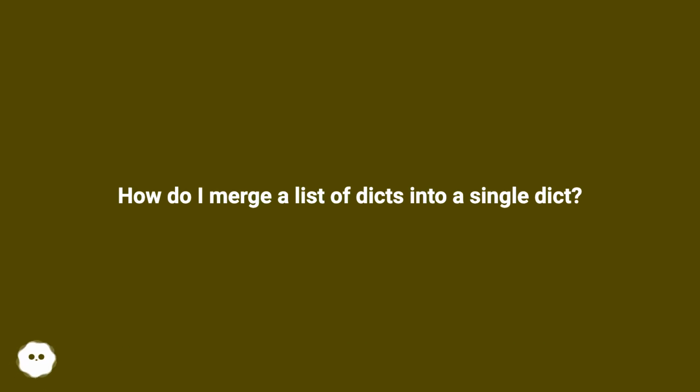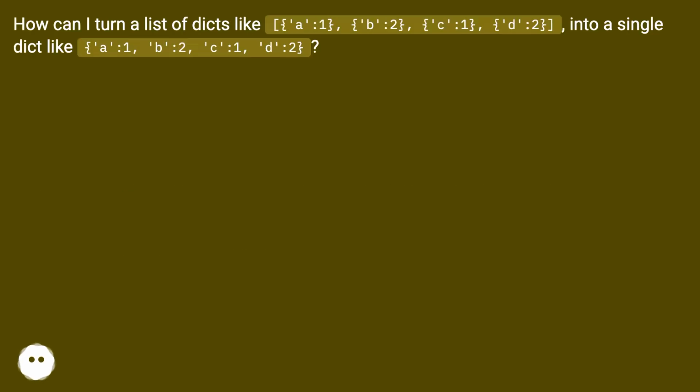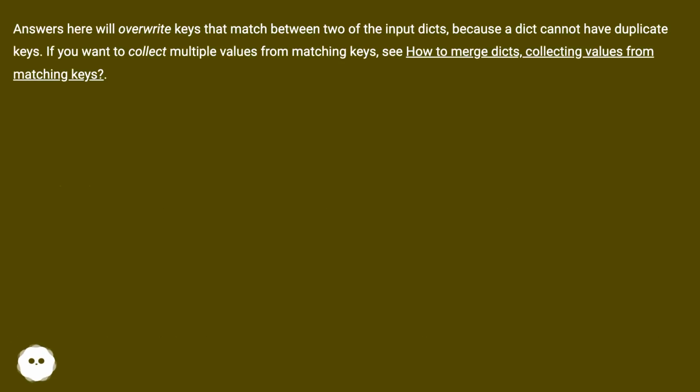How do I merge a list of dicts into a single dict? Answers here will overwrite keys that match between two of the input dicts, because a dict cannot have duplicate keys. If you want to collect multiple values from matching keys, see how to merge dicts, collecting values from matching keys.